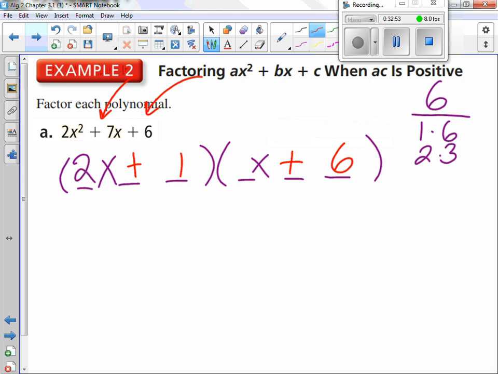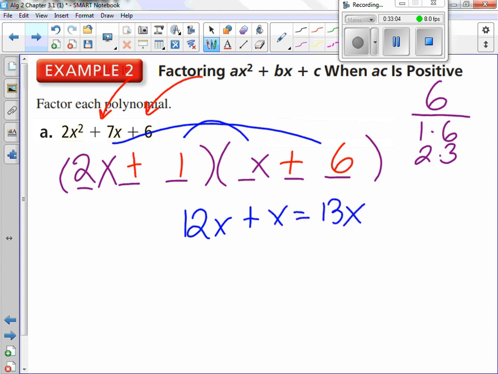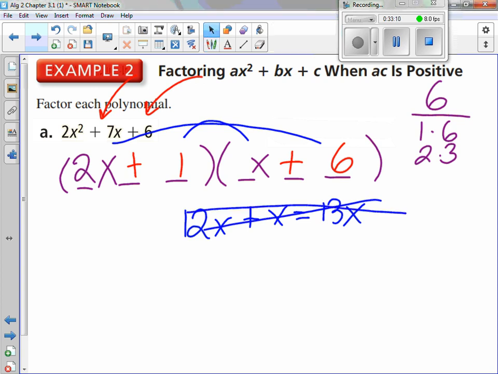So 2x times 6, 12x. 1 times x equals 13x. That's not correct, yes? I can't switch these. Because if I switch these, I'm just going to write it out so you guys can see it. If I switch, I'm just going to switch the 1 and 6. 2x and 6, do they have a common factor? Yes? Did the original one have a common factor?